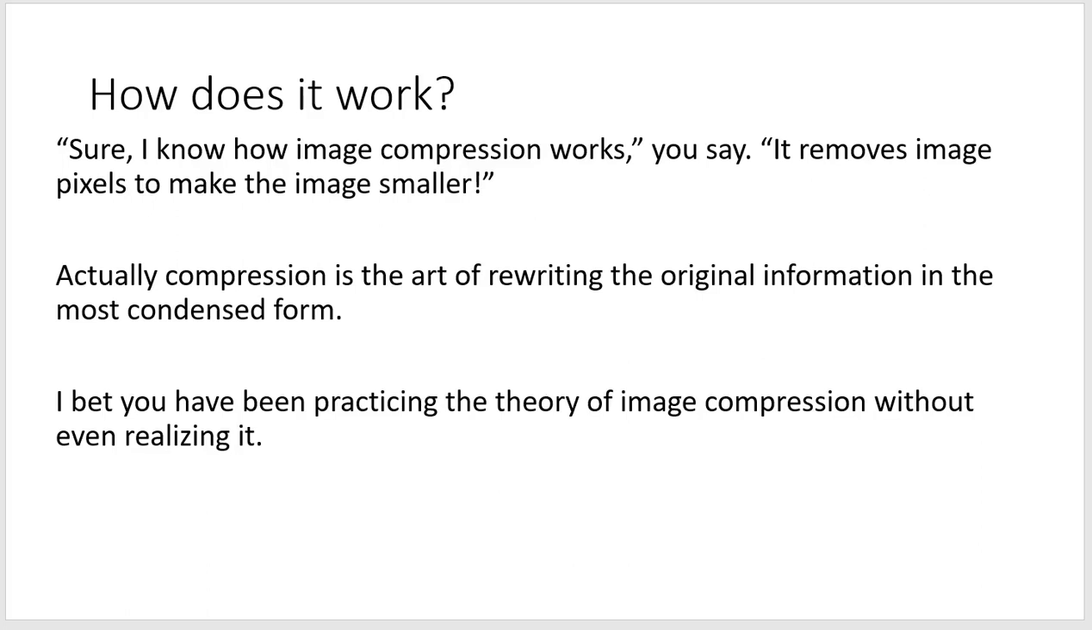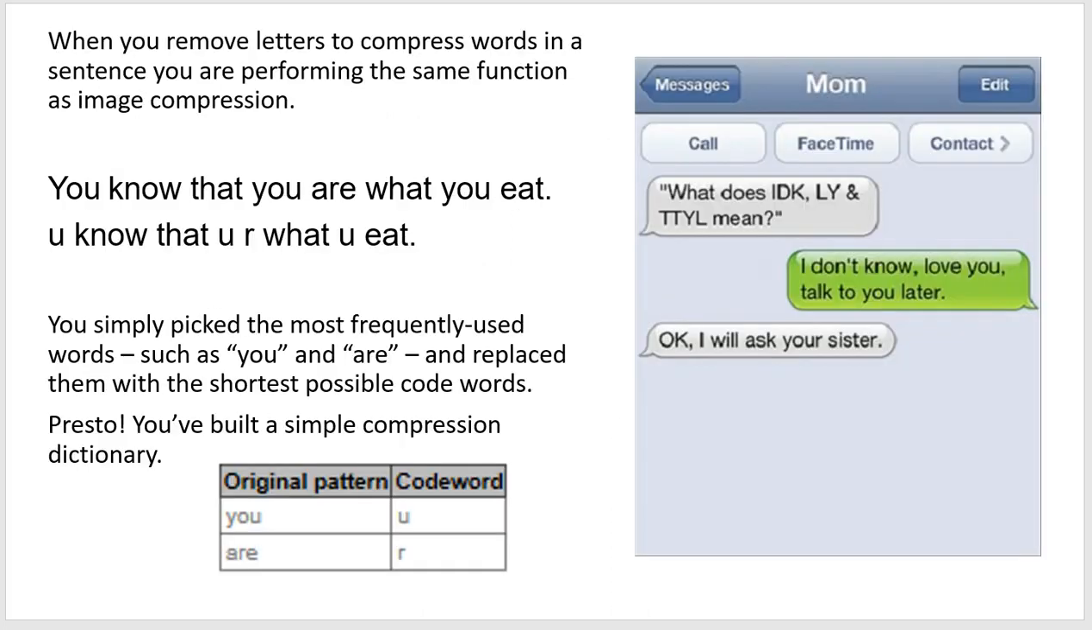So how does it work? Sure, I know how image compression works, you say. It removes image pixels to make the image smaller. Actually, compression is the art of rewriting the original information in the most condensed form. In fact, I bet you've been practicing the theory of image compression without even realizing it. When you remove letters to compress words in a sentence, you are performing the same function as image compression.